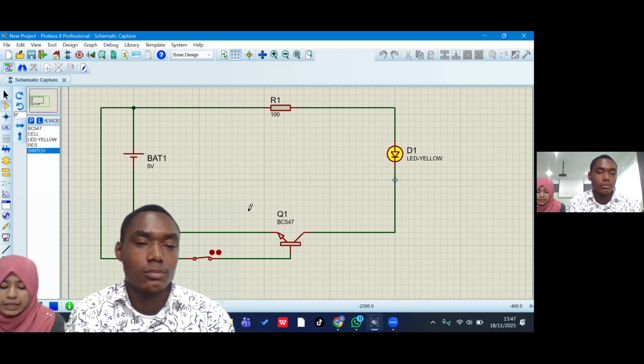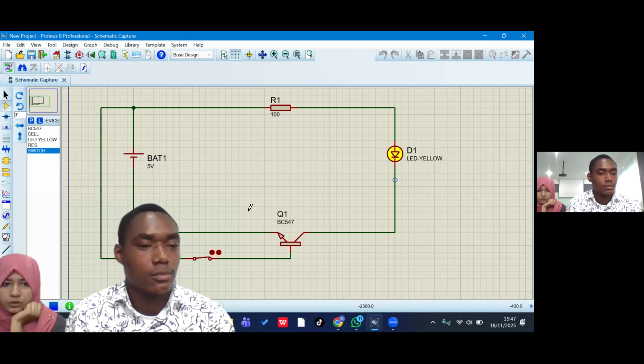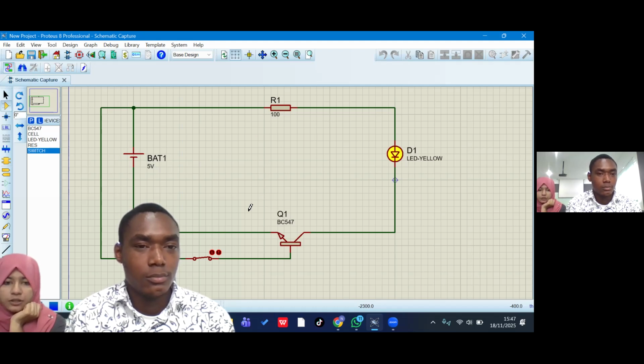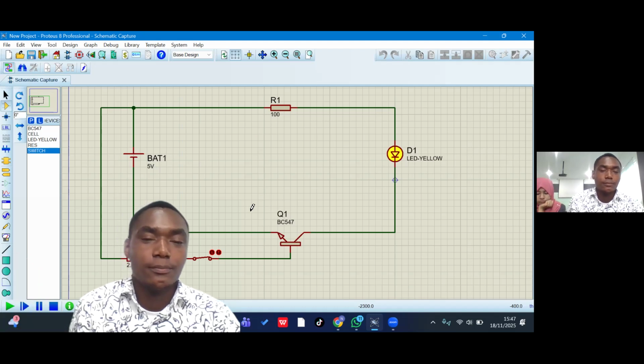Control switch, a simple mechanical switch placed in the base circuit. When closed, the base circuit is closed, the transistor and LED turn on. When open, there is no base current. The transistor is cut off, the LED turns off. That's it. Okay, thank you.